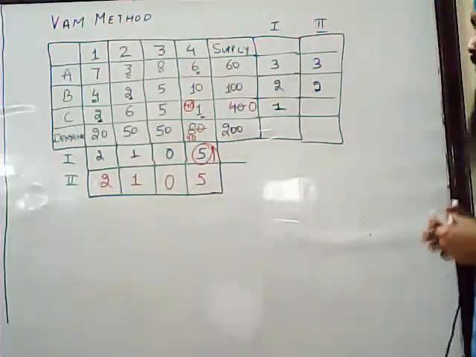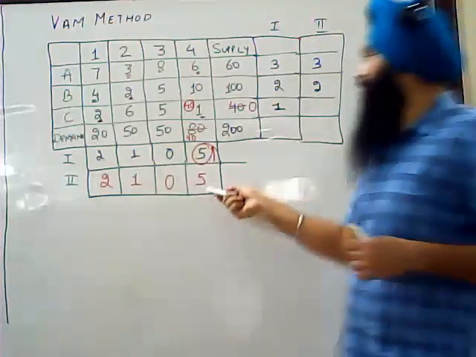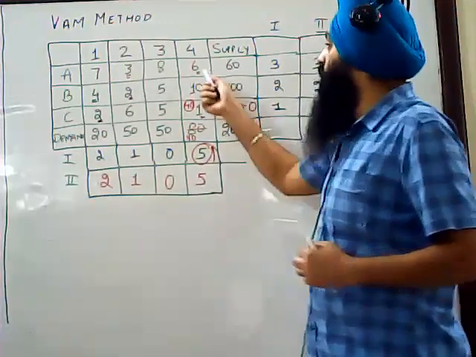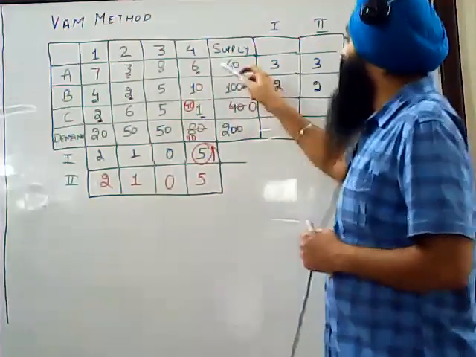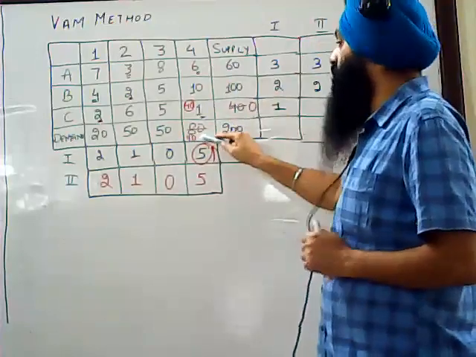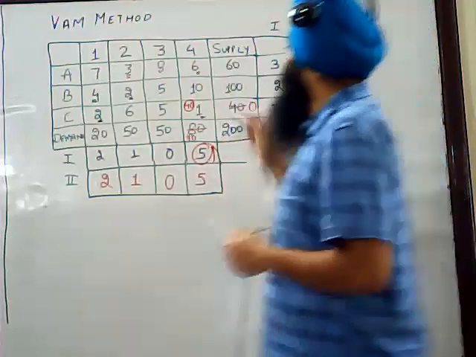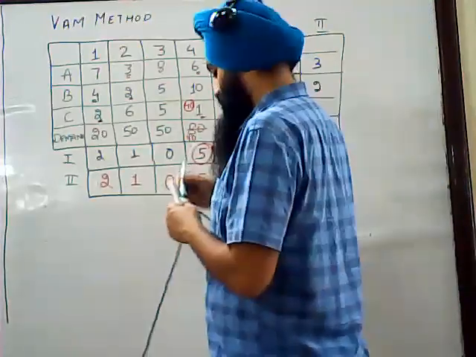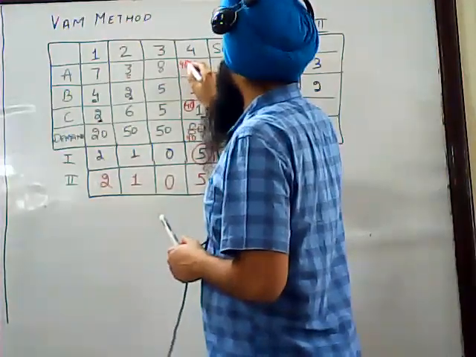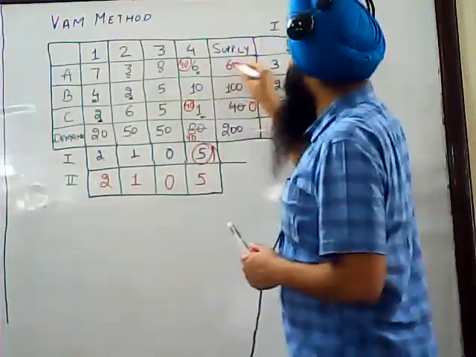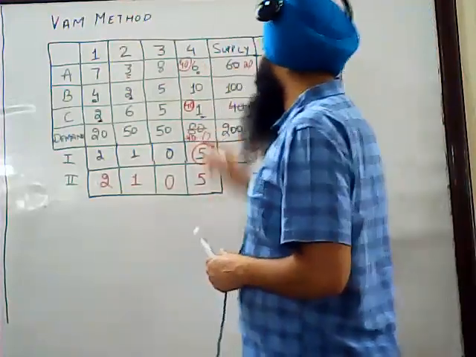Again, the maximum value of penalty is 5. So from this row, the minimum value is 6. Here the supply is 60 and the demand is 40, so the maximum allocation will be 40. The remaining value will be 20 here and 0 here.